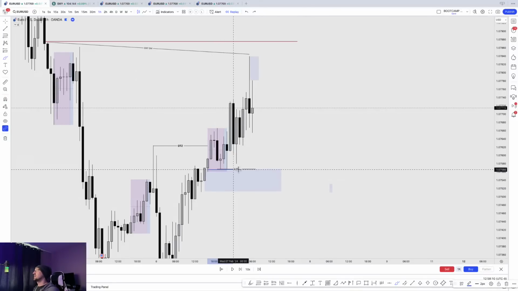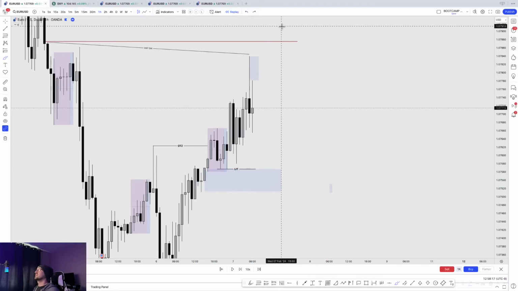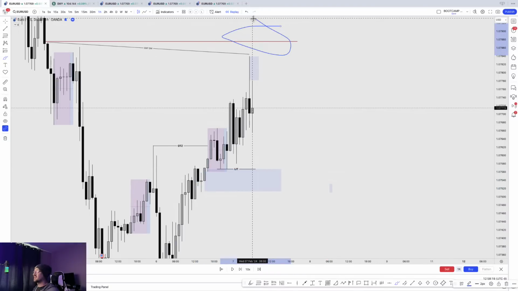So as of right now, my assumption is the buy orders from this point on are being protected, and they're going to be protected at least until this high gets taken out. That's my expectation.